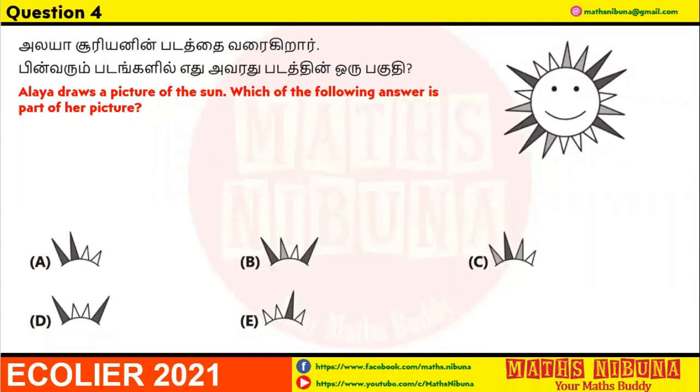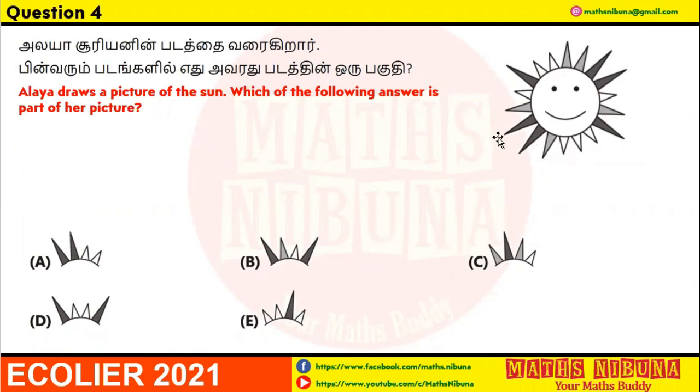Okay, now look at question number 4. Alaya draws a picture of sun. Okay, this is the picture she draws. Okay, which of the following answer is part of the picture? So we just cut off a part of the picture. Which one could be the part of the picture? It is a correct answer, which is a part of picture.